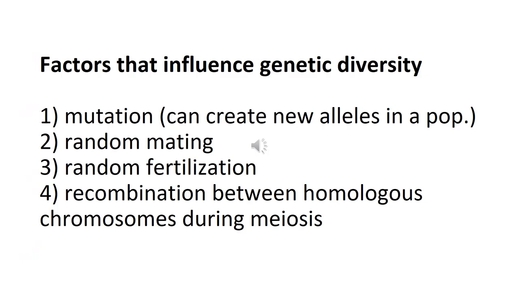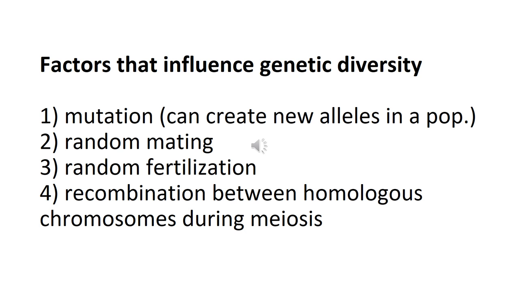Okay, so we've established that diversity is good. Genetic diversity is one of the types of diversity. What influences genetic diversity? Mutations can create new genetic combinations. Alleles are a portion of a gene. Random mating through different individuals creates more genetic diversity. Random fertilization, so which egg and which sperm get together, because each of those is unique too genetically. And then recombination between homologous chromosomes during meiosis.